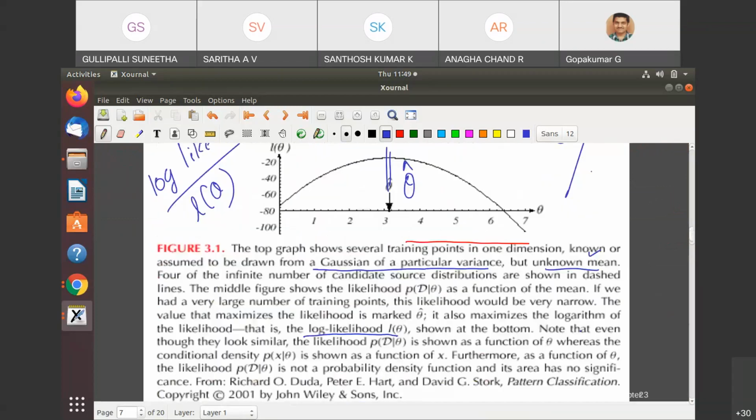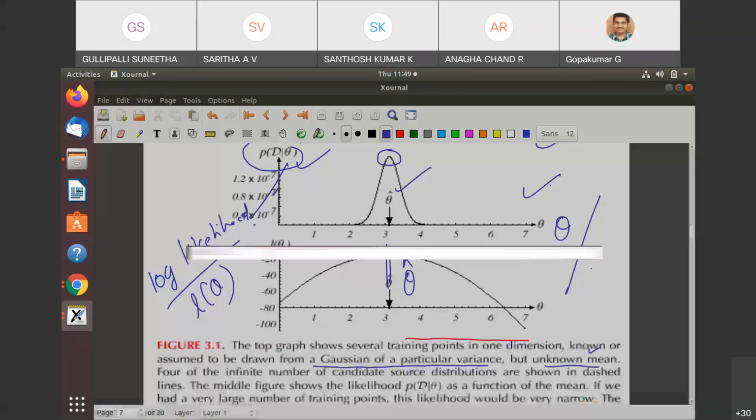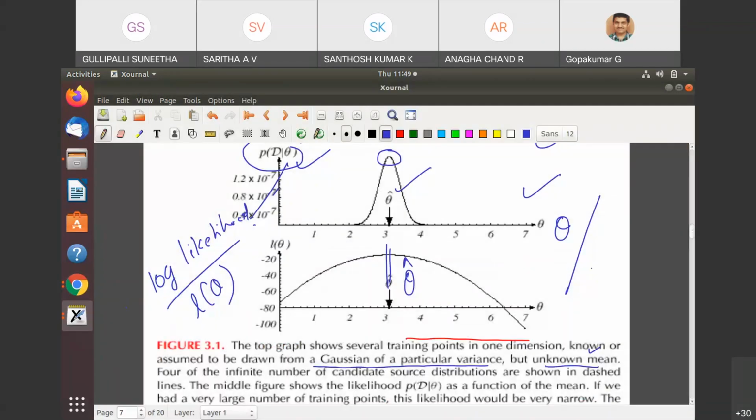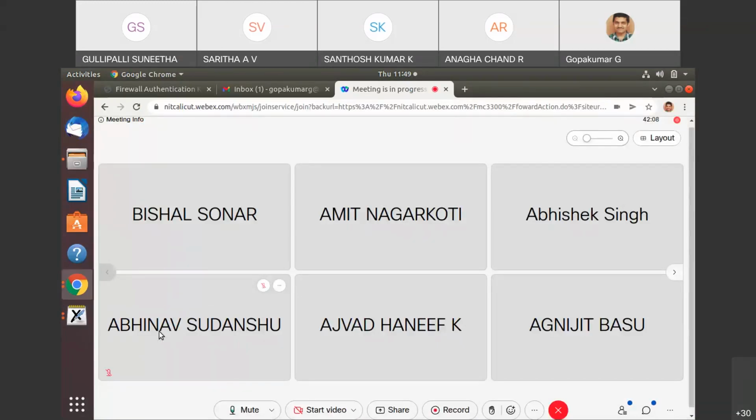I think we will stop here today, and we will see how this parameter theta can be calculated in the next class.